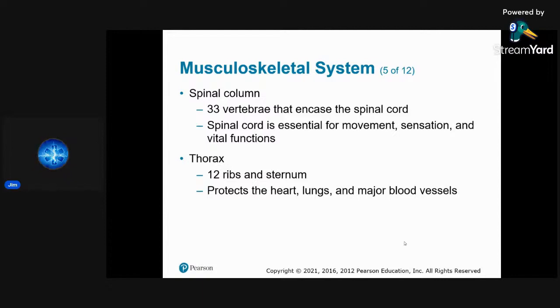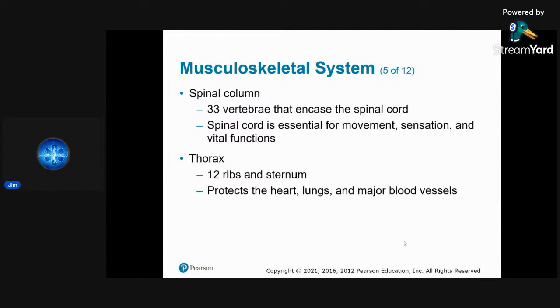Then it goes down to supper or dinner, or however you call it, at around 5 p.m. So there's 5 lumbar or your lower back. And then we have 5 sacral bones, which forms the back of your pelvic or your hip area. And then you have 4 coccyx bones that are fused together, and that's your tailbone. The spinal cord is essential for movement, sensation, and function.